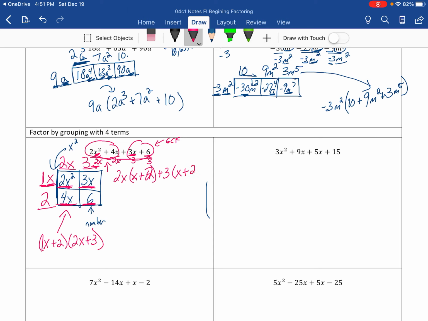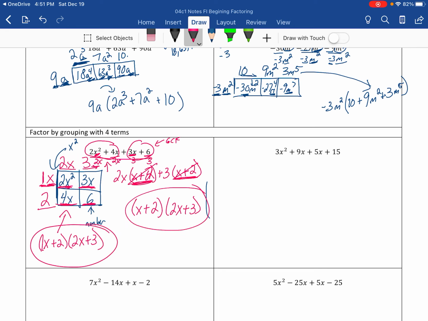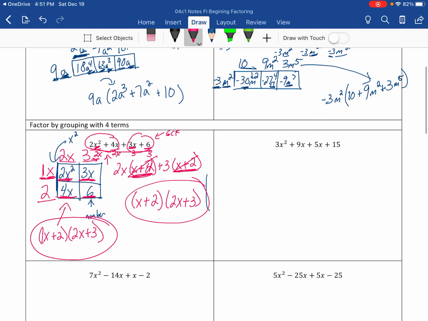I don't know why I wrote x plus 4. This should be x plus 2. This should also be x plus 2. What you notice is you have x plus 2's here. That's what they have in common. So I take that out. When I take those out, when I divide out by those, I'm left with my 2x plus 3. So that's a second way to factor. You can either use the box method or that method. So I'm just going to go through and do the remainder of these examples using the box method.